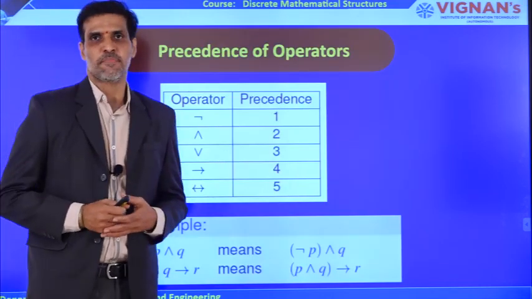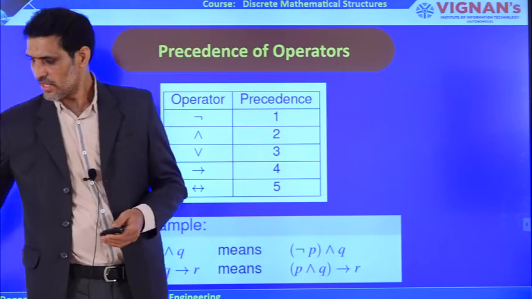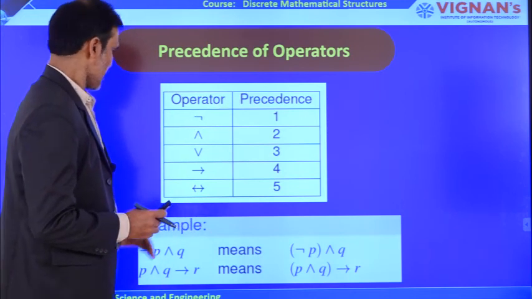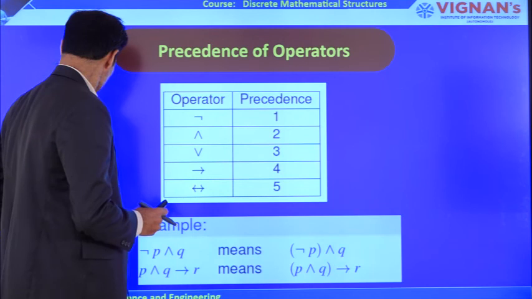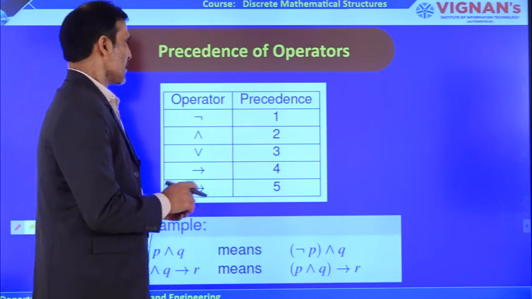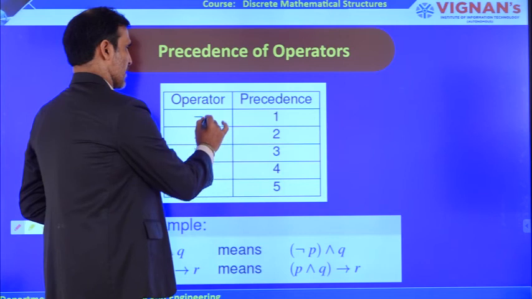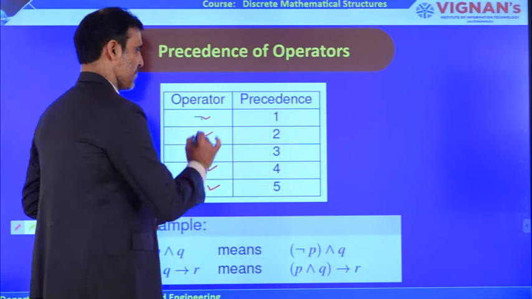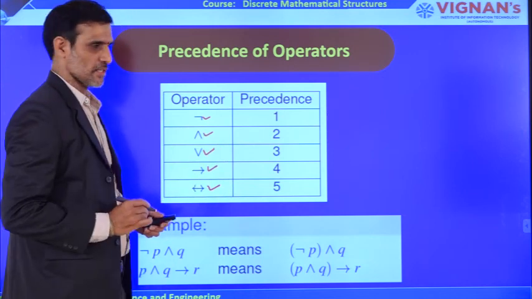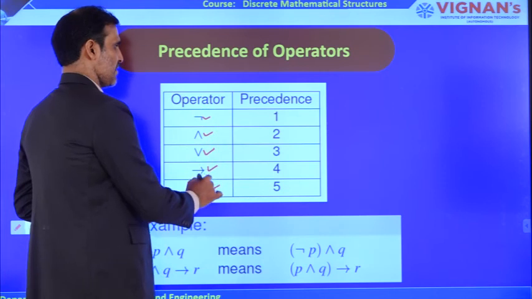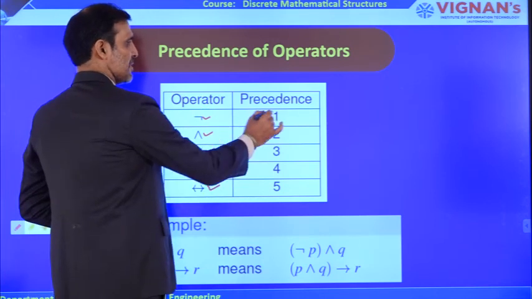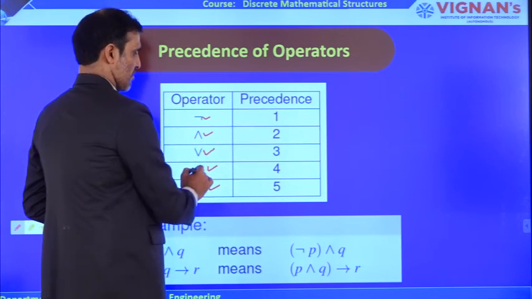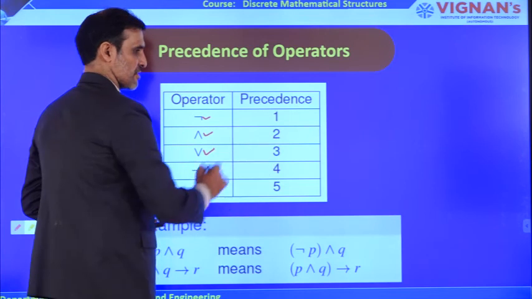The first one is the precedence of operators. If you observe the particular figure, in the last class we discussed negation, conjunction, disjunction, implication and bi-implication. These are the 5 connectivities. So, how do we use these 5 connectivities? The precedence of the negation will be the first one, conjunction will be the second one, disjunction the third one, implication fourth, and bi-implication fifth.